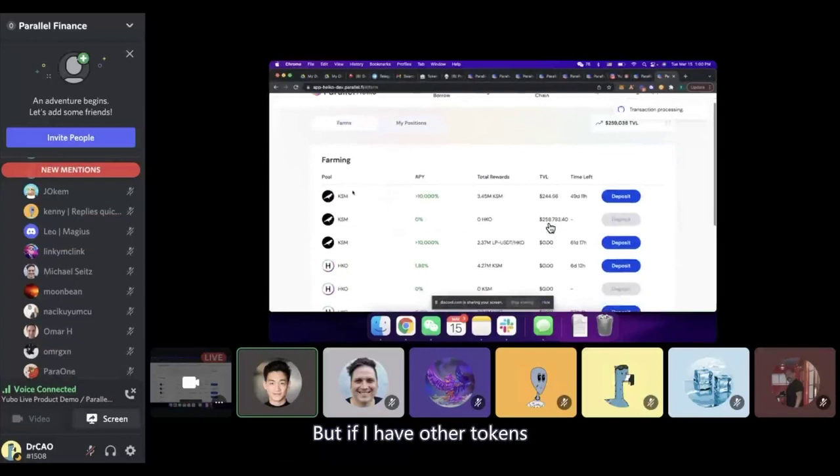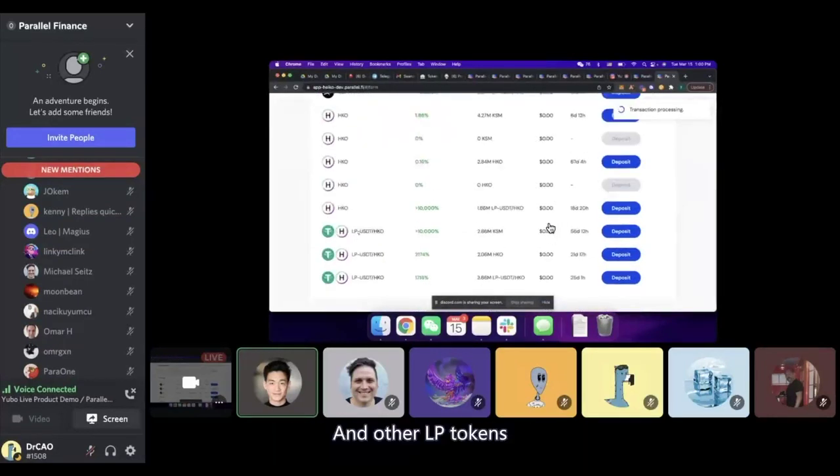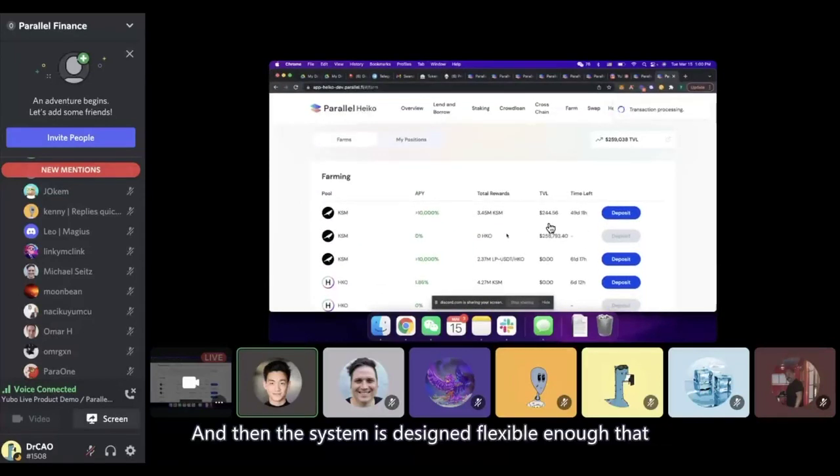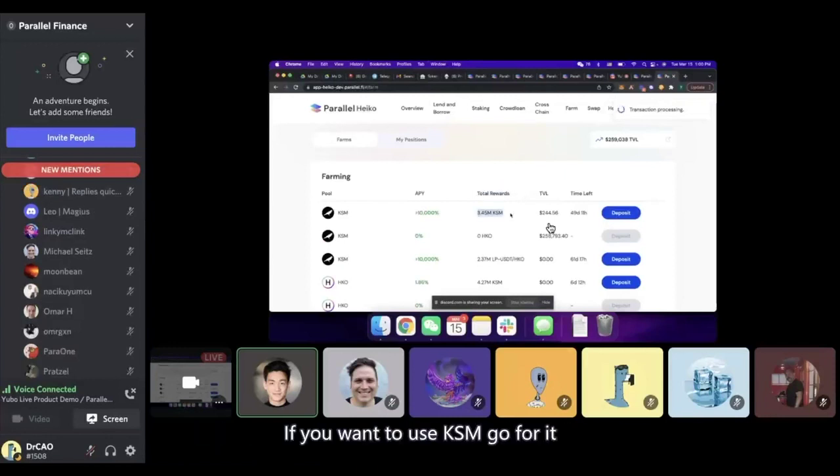But if I have other tokens, let's say Kusama tokens and other LP tokens, then you can potentially have a lot more return if there are not many people doing the farming and there's a lot of rewards. The system is designed flexible enough that anyone can drop some rewards. So if you want to use Kusama as a reward, go for it.